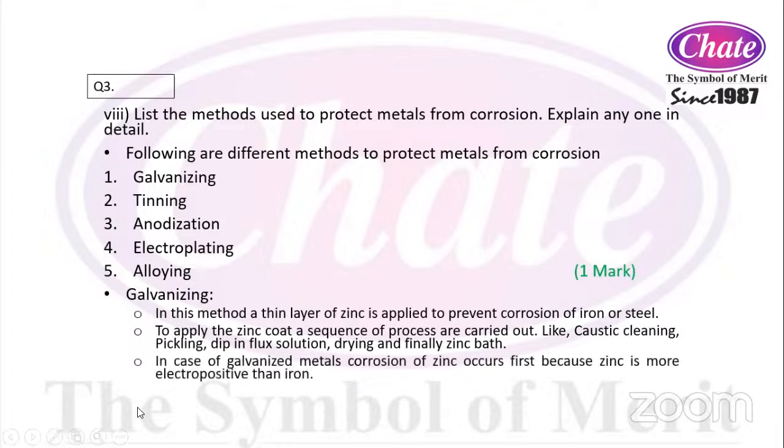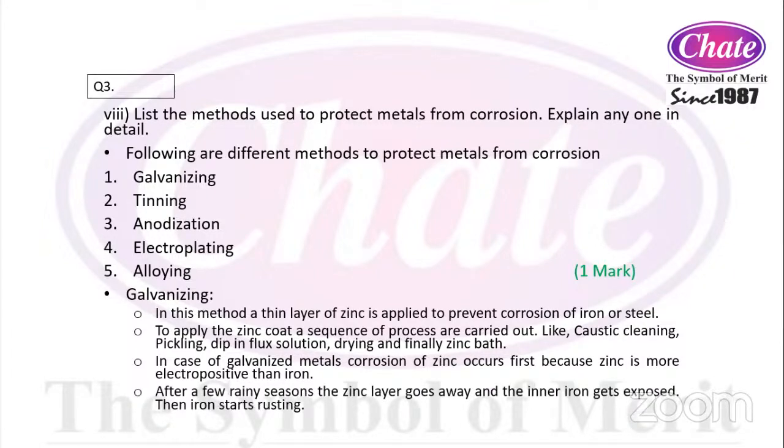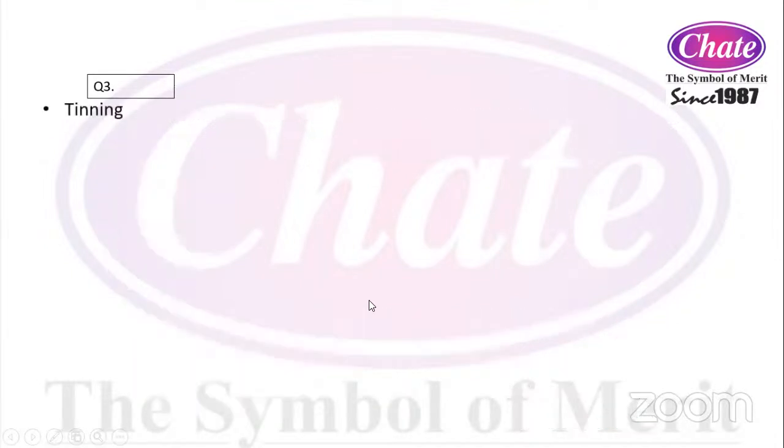Okay, at the end of the paper, attempt करने के बाद अगर आपके पास time है तो फिर आप ये diagram निकालिए. In case of galvanized metal, corrosion of zinc occurs first because zinc is more electropositive than iron. That is why it slows down the corrosion process. After a few rainy seasons, the zinc layer goes away and the inner iron gets exposed. Obviously, आप रस्टिंग को या फिर कोरोजन को कुछ देर के लिए प्रिवेंट कर सकते हो, उसको पूरी तरीके से हम खत्म नहीं कर सकते, हम स्टॉप नहीं कर सकते. ओके, सो ऐसे मेथड लिखेंगे, हमें 2 मार्क्स इसके मिल जाएंगे.